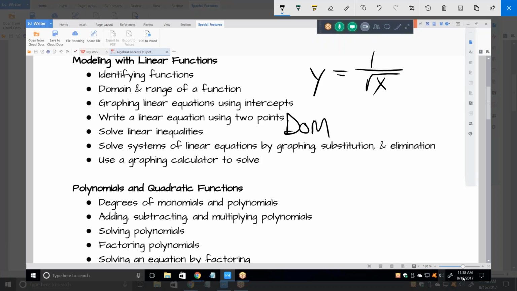That second step we did on the previous problem, what's this going to look like? X has to be what?